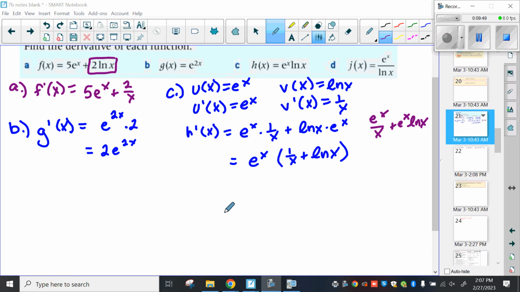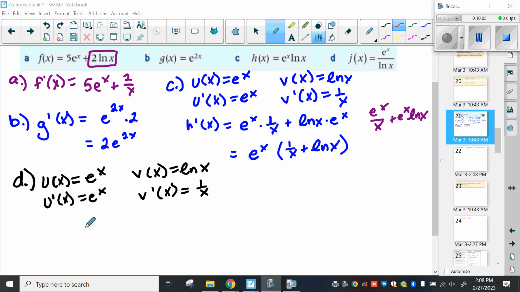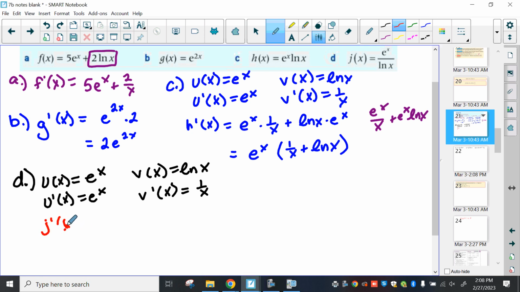Okay, so now go ahead and finish up D if you haven't yet. Again, define your u of x and v of x and do u prime and v prime, and then use your quotient rule. Pull out that packet if you need to so that you can see the quotient rule in action. Okay, so for the quotient rule, it is the derivative of the numerator times the denominator. So j prime of x. So that's the derivative of the numerator times the denominator.